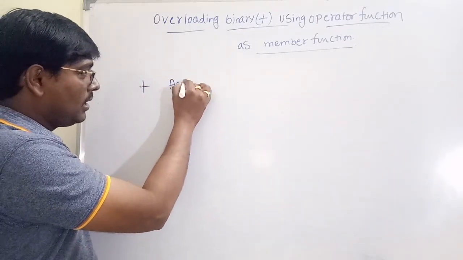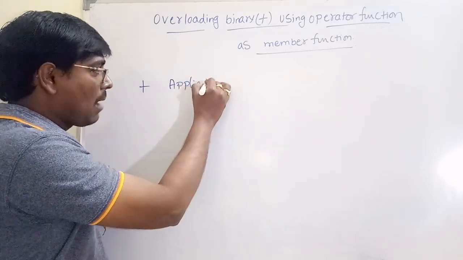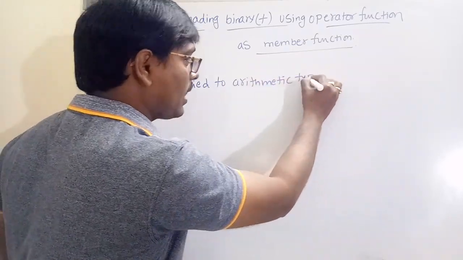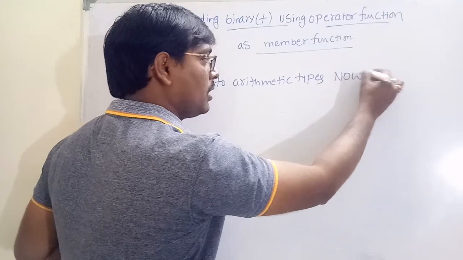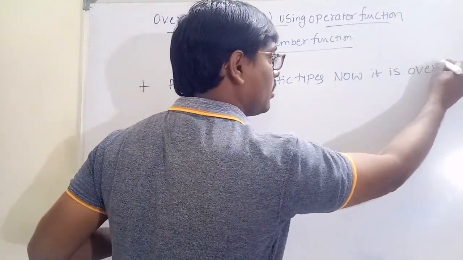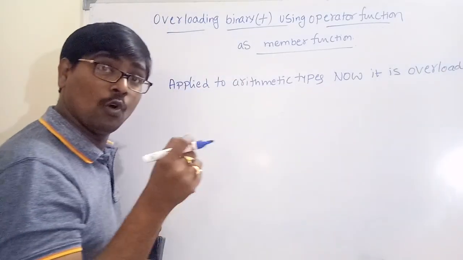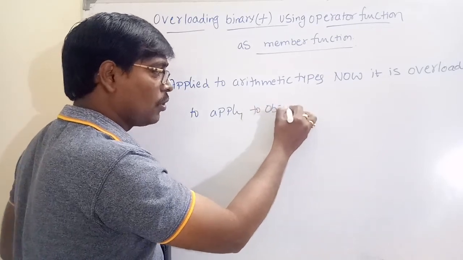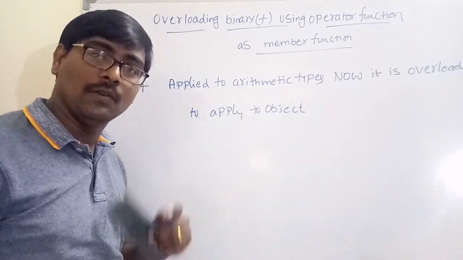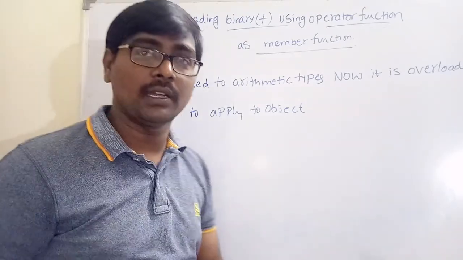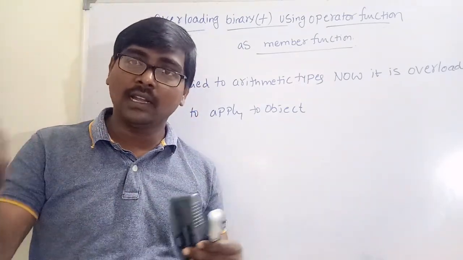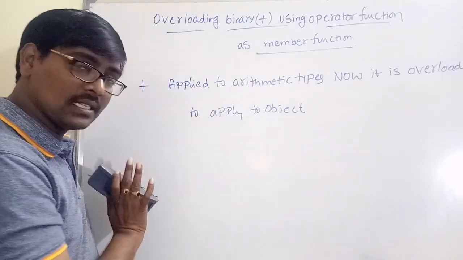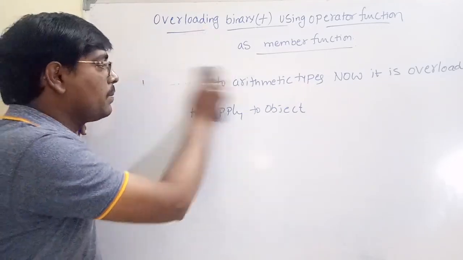Now, what is operator overloading? Generally, the binary plus is applied to arithmetic types. Now it is overloaded to apply to objects. Overloading means applying it to objects, even though the objects themselves contain arithmetic types. Now we will discuss an example program of how to implement this binary operator.